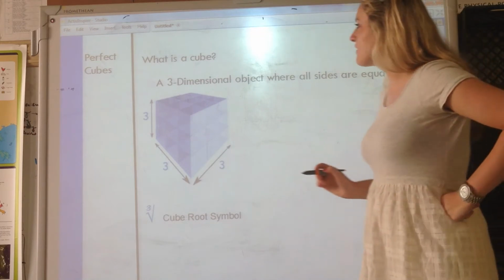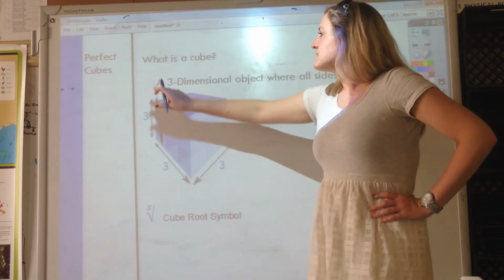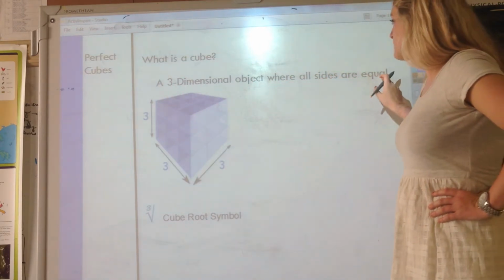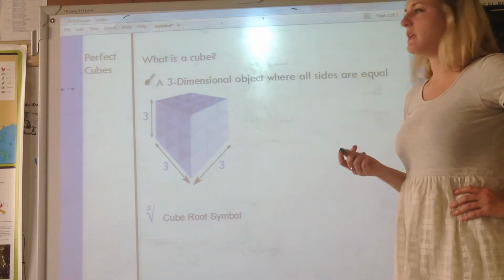Today we're going to expand on that idea and talk about cubes. So what is a cube? A cube is a three-dimensional object where all sides are equal. I want you to write down this bullet point in your notes page. Pause the video if you need to.